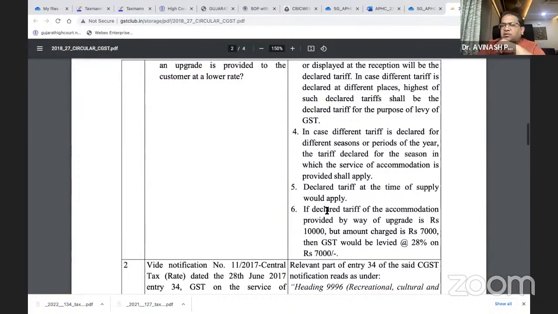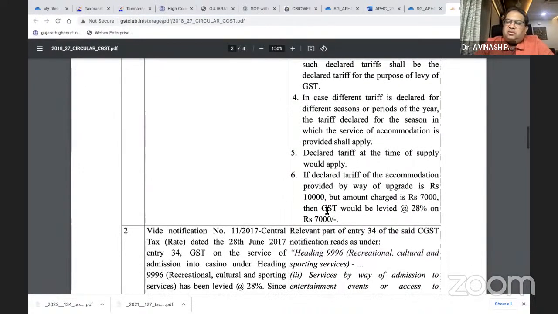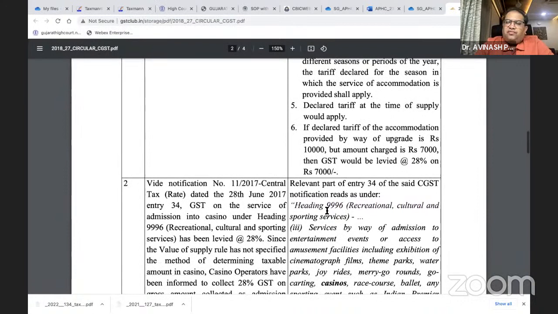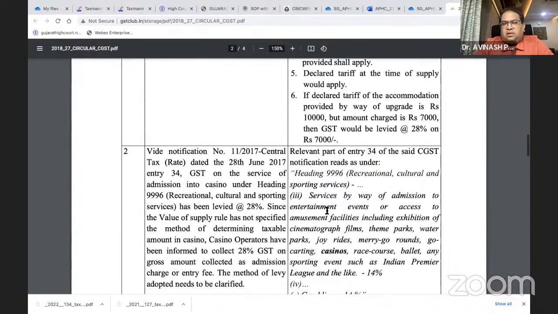If declared tariff on the accommodation provided by way of upgrade is 10,000 rupees, but amount charged is 7,000 rupees, then GST would be levied at the rate of 28% on 7,000 rupees. So whatever is the actual collection, tax will be leviable on that, but the rate will be the one applicable to the declared tariff on the upgraded accommodation.